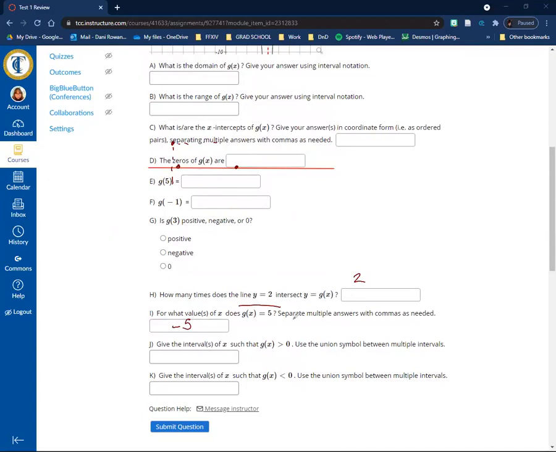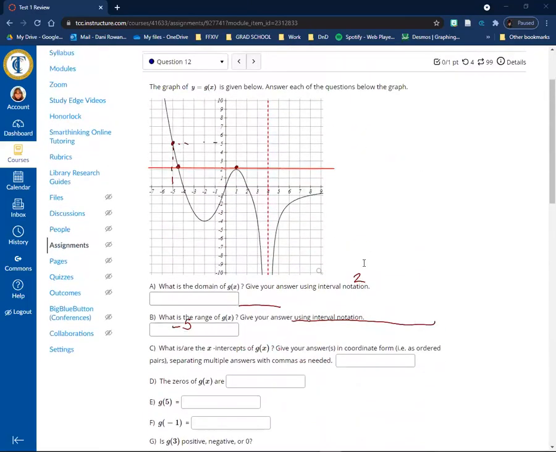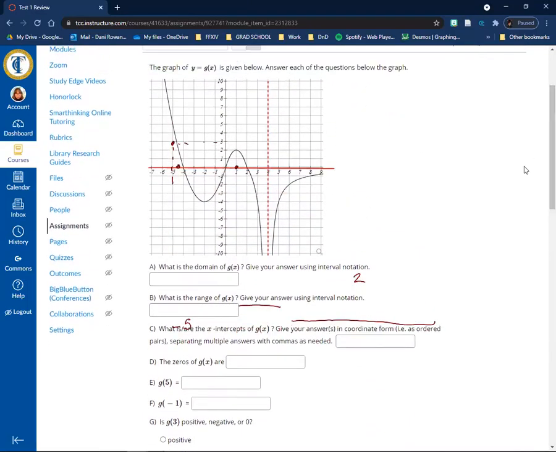Now, the reason why it says something like "separate multiple answers with commas" is needed. You might actually get something like, for what values of x does g of x equal -3? In that case, you're going to look at the line -3. How many times does it cross? Right here, right here, right here, and right here. And those are all x values. So you'd have to list all of them.